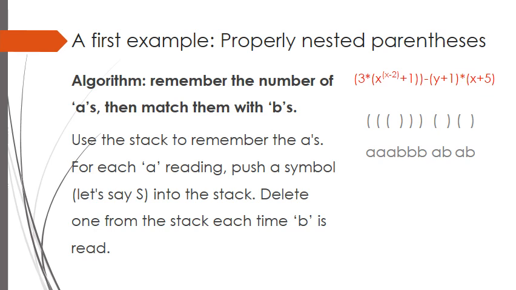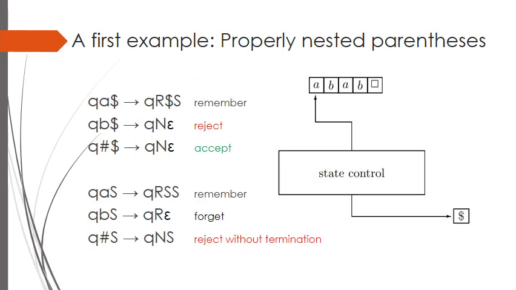For each A symbol read, we push a symbol we defined, let's say S, into the stack. We then delete one of these symbols from the stack each time B is read. This is our solution. There are 2 rejection situations and 1 acceptance situation. In 2 rules, we must push a symbol onto the stack to remember the number of A's. We also have a rule to forget these stored symbols by deleting them from the stack.